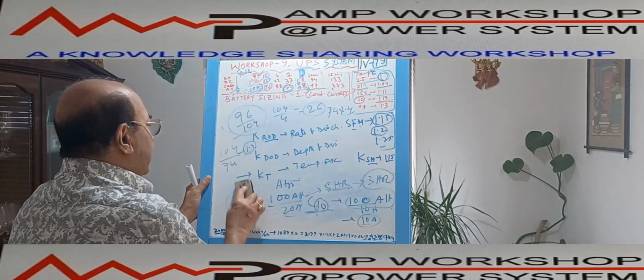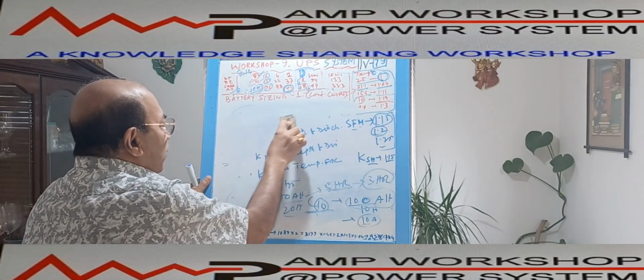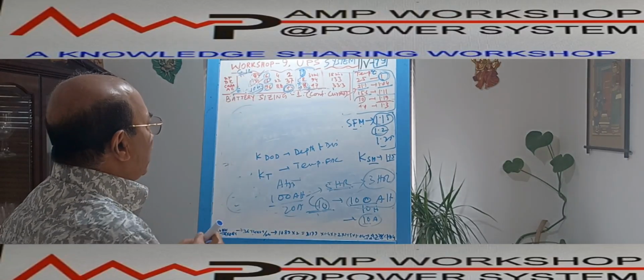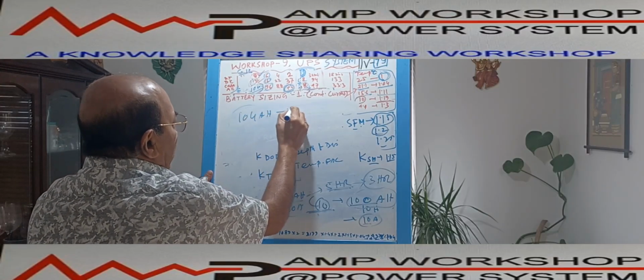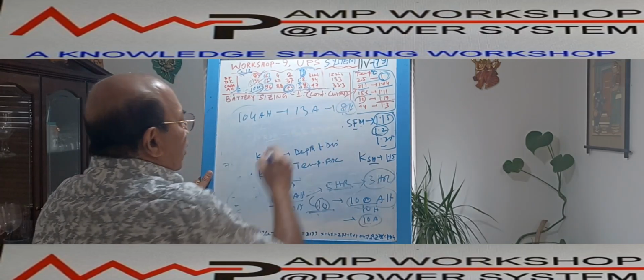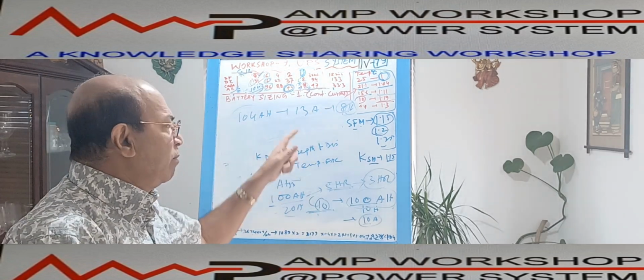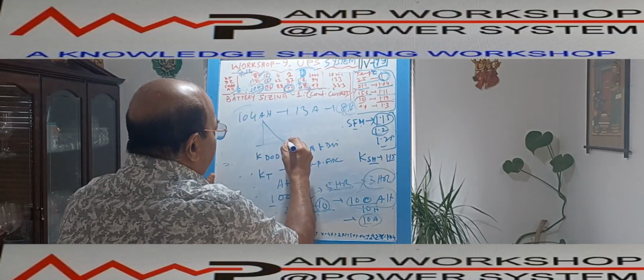So the third factor is the depth of discharge. What is the depth of discharge? Suppose this battery is a 104 ampere hour battery, at the 13 ampere condition it is delivering for 8 hours. So after 8 hours, what is happening? After 8 hours, what is the battery voltage? The battery voltage drops down to 0, as we have drawn in the curve.